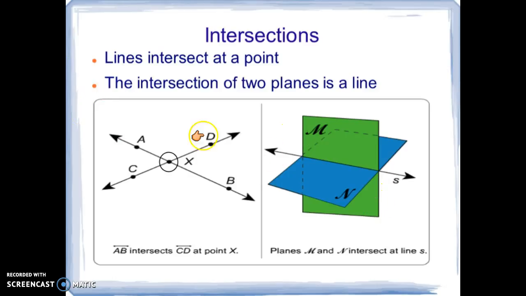If two planes intersect, they will intersect at exactly one line. So line S is made up of an infinite set of points all along a straight path, and plane M and plane N intersect along that set of points. They are the set of points they have in common. And since the planes go on infinitely in all directions, this line where the green and the blue intersect would also go on and on infinitely in both directions. So two planes intersect at exactly one line. Two lines intersect at exactly 1 point.